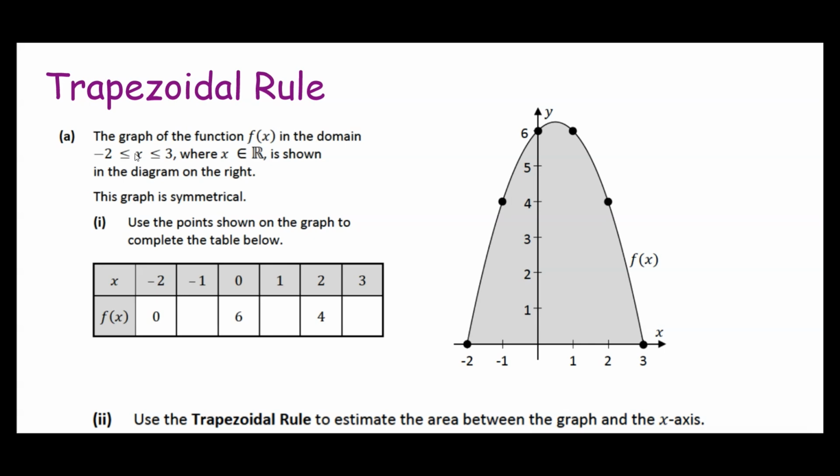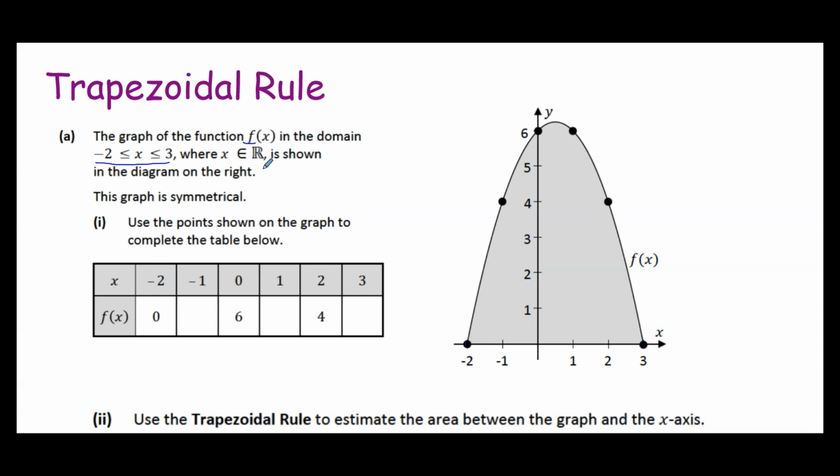Now, what does that mean? Let's break it down. So I have a function, the name of the function is f, in the domain -2 ≤ x ≤ 3. Now, what does that mean? Basically, it means that the x values go from -2 to 3. And we can see that they go from -2 to 3. Exactly, that's what it means, just written in a fancy mathematical way.